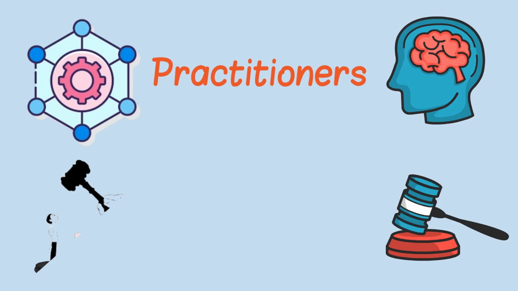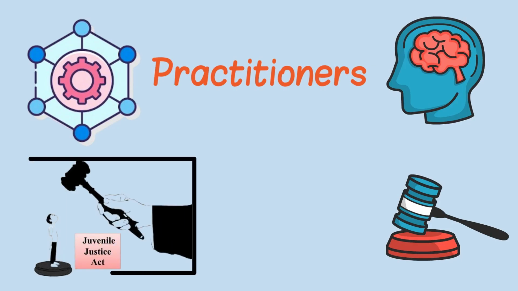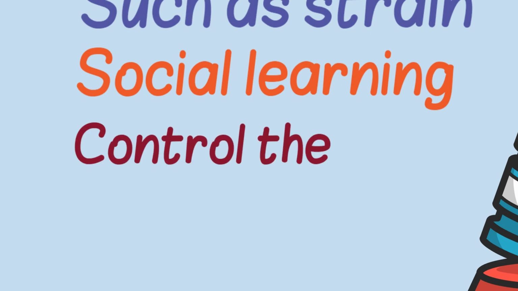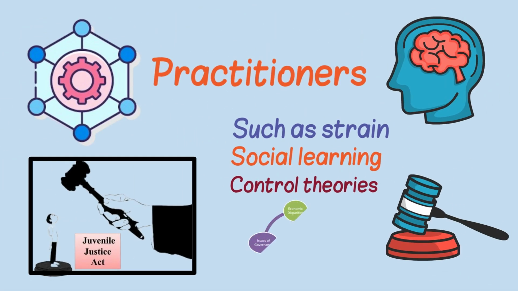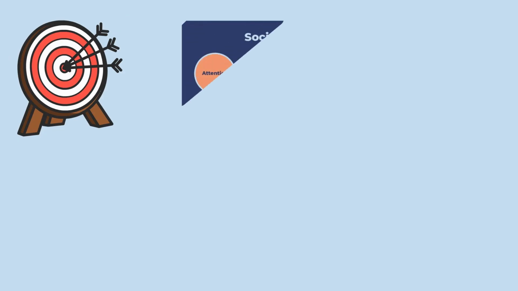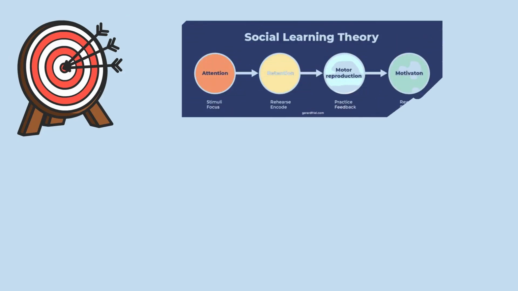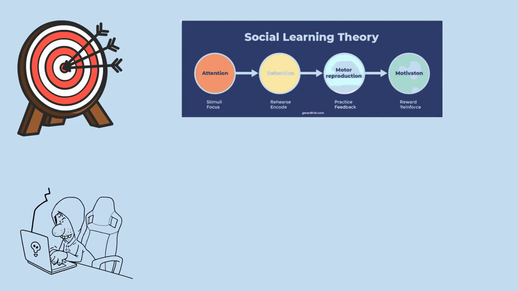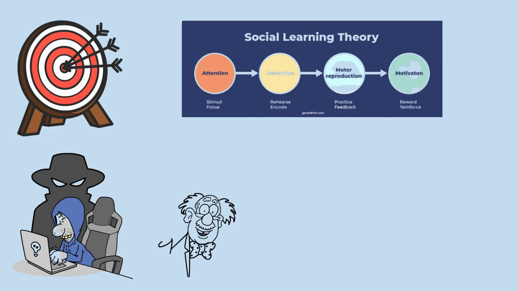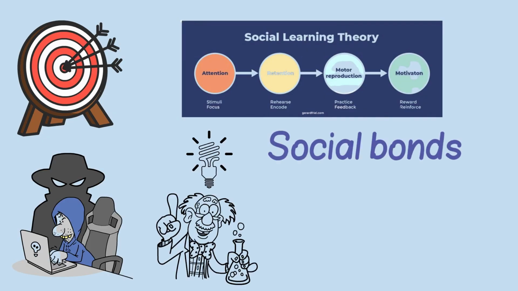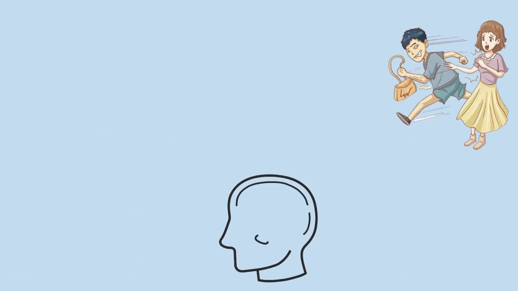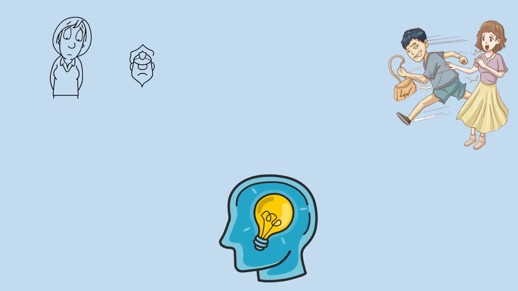One widely used category in juvenile justice is criminological theories, such as strain, social learning, and control theories. Strain theory suggests that juveniles engage in delinquency when societal pressures hinder their ability to achieve goals through legitimate means. Social learning theory emphasizes the role of peer influence and the environment in shaping behavior, proposing that juveniles mimic criminal behaviors they observe in their surroundings. Control theory focuses on the absence or weakness of social bonds, such as family and school, which can lead to delinquent behavior. These theories are not static concepts, but active tools that inform juvenile justice practices.